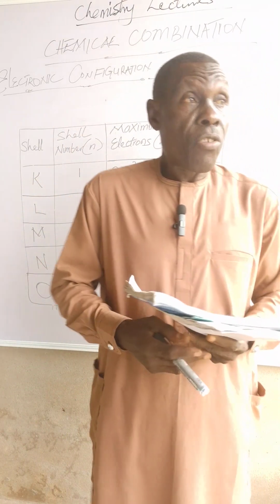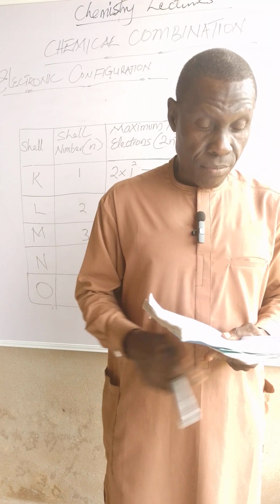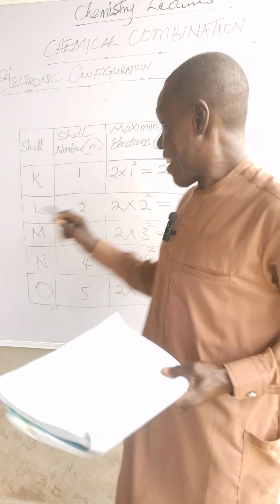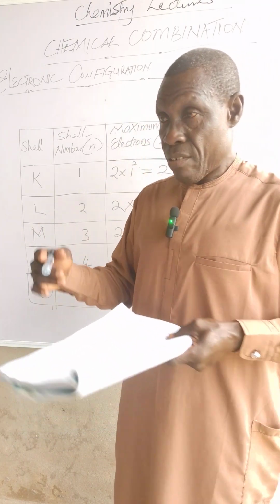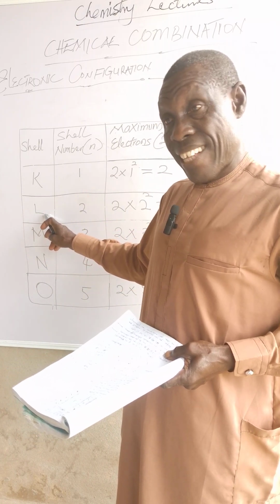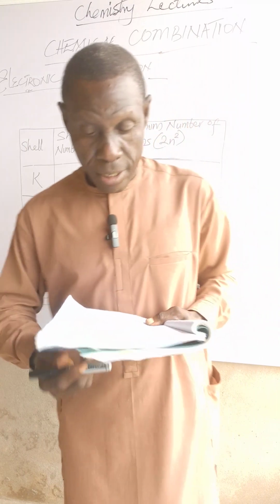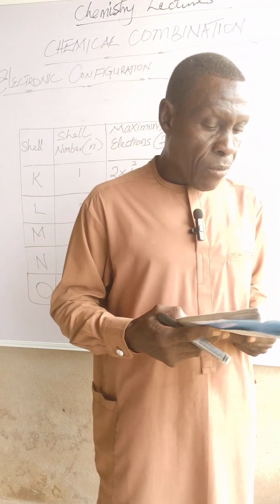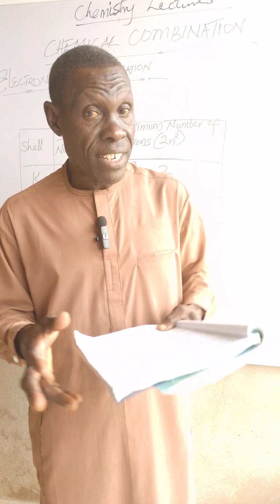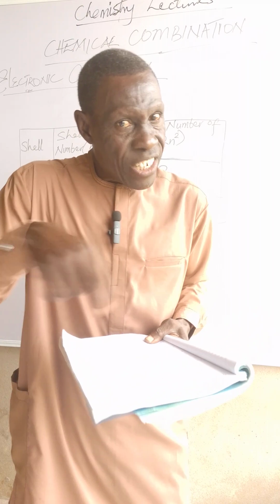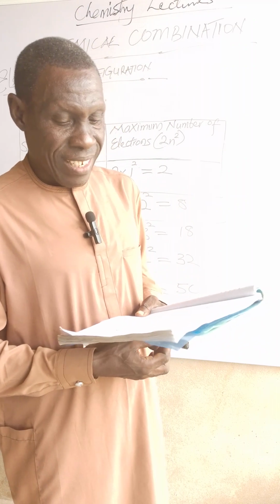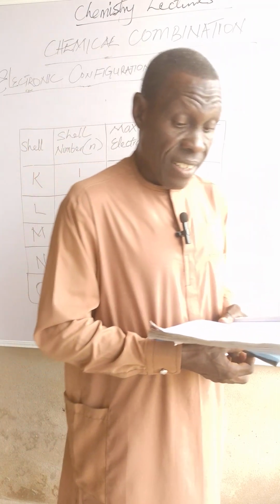Then the third element is lithium. Lithium has 2 electrons in the first shell and 1 electron in the L shell because there are 3 electrons. The first 2 electrons go to the first shell, which is complete. Then the last electron goes to the second shell. All right. Now, the configurations of elements are derived or obtained by successively adding electrons to the lowest available unfilled shell.